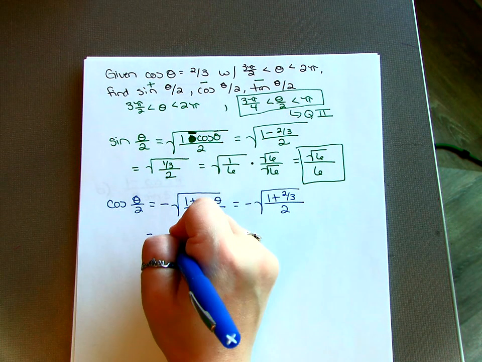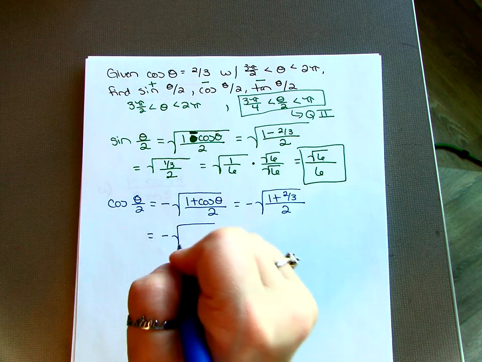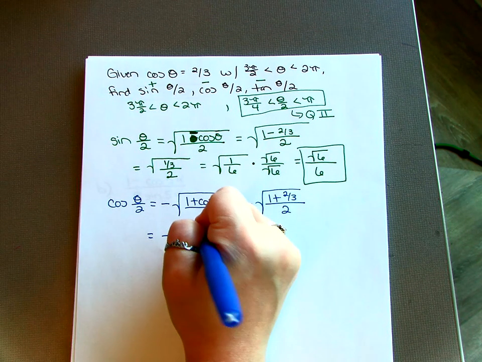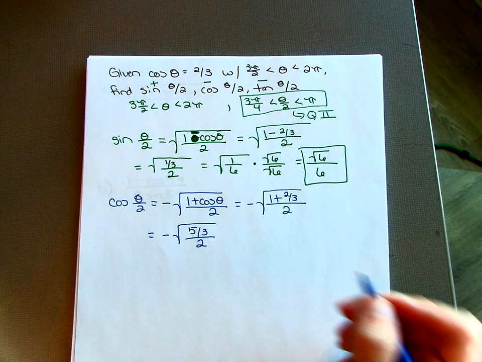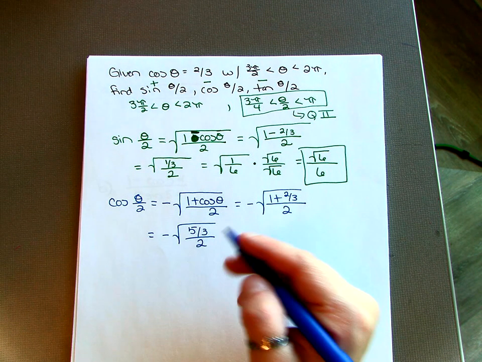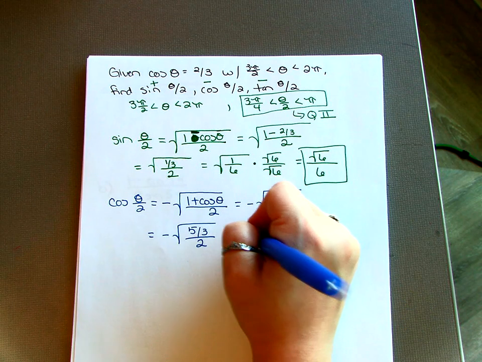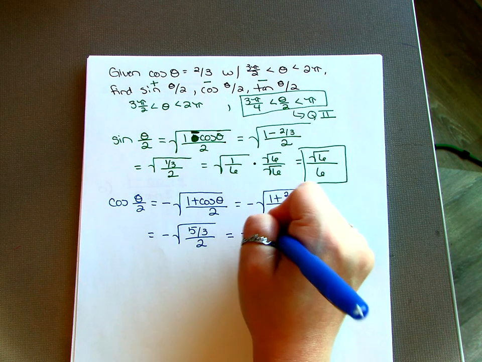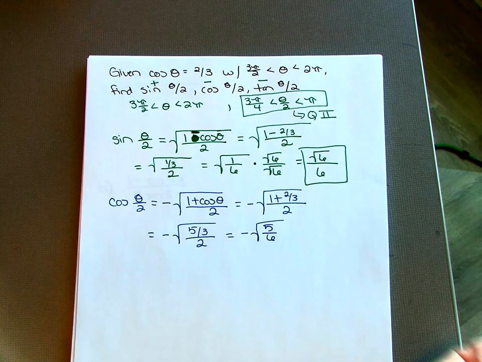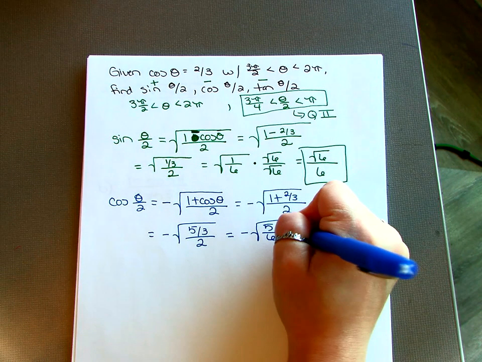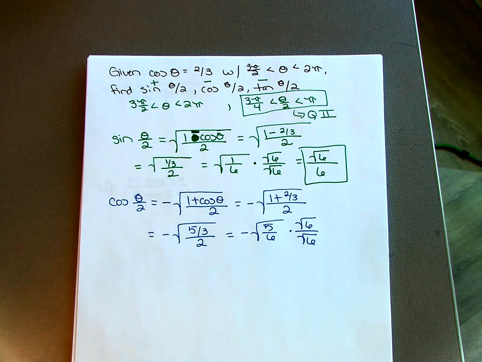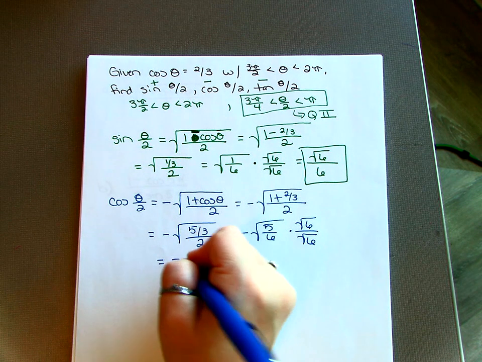1 plus 2/3 will give me 5/3 over 2. Again, same concept. We have 5/3 divided by 2. That's the same thing as 5/3 times a half, which will give me 5/6. Multiply the top and the bottom by that radical 6 over 6. Negative radical 30 all over 6.